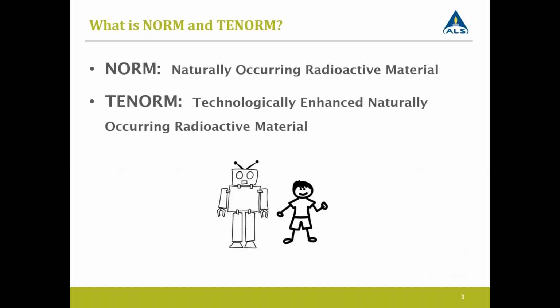So norm, as the name implies, is naturally occurring radioactive material. TENORM is technologically enhanced, naturally occurring radioactive material. These terms are often used interchangeably. Most people, instead of saying TENORM for technologically enhanced, they'll just say norm.